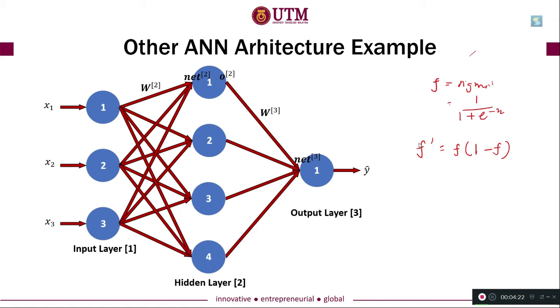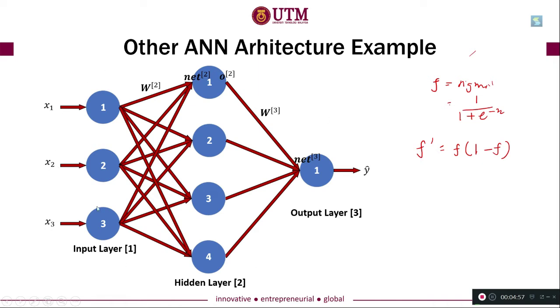So what I want you to do is, given this ANN architecture, this slide shows you another ANN architecture example. Can you derive it like the one that we learned before, according to the slide that I give you? Can you derive from the beginning up until you can generalize this ANN architecture?